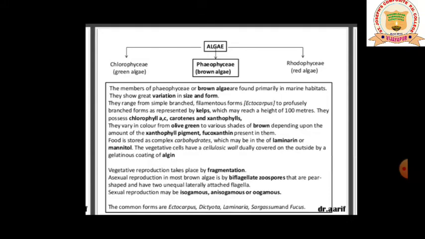The cell wall is made up of cellulose and algin, and they contain two unequal flagella which are present laterally. Their habitat is fresh water, salt water, brackish water. That's nothing but a combination of salt water and fresh water. We call it brackish water.